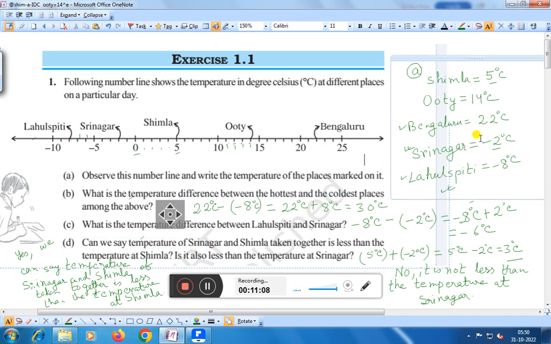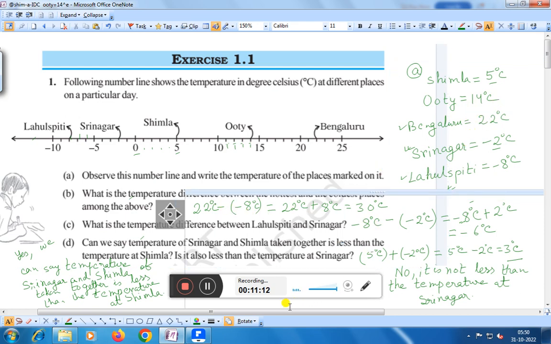What is the hottest place? Hottest place is Bengaluru, that is 22 degrees centigrade. Right. What is the coldest place among the above? The coldest place is Lahaul Spiti, that is minus 8 degrees centigrade. Therefore, we subtract: 22 degrees centigrade minus of minus 8 degrees centigrade. That comes to 22 degrees centigrade plus 8 degrees centigrade, that is 30 degrees centigrade.